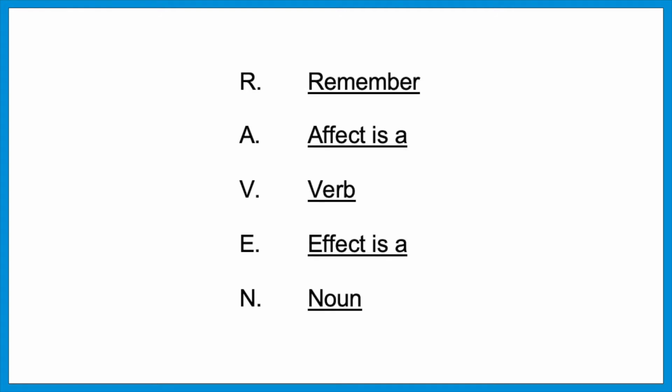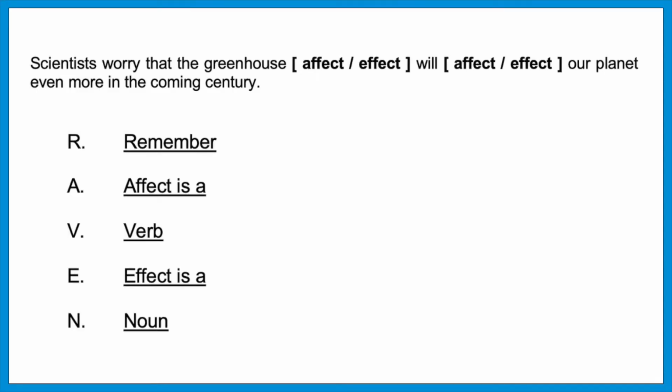Here's a great trick to help you here. Think of the word raven, R-A-V-E-N. This is a great mnemonic device to help you remember the difference between affect and effect. It stands for this. Remember, affect is a verb and effect is a noun. This is a great trick to help you remember the difference between the words. So, knowing that, let's go back to the original question. Press pause, give it a shot.